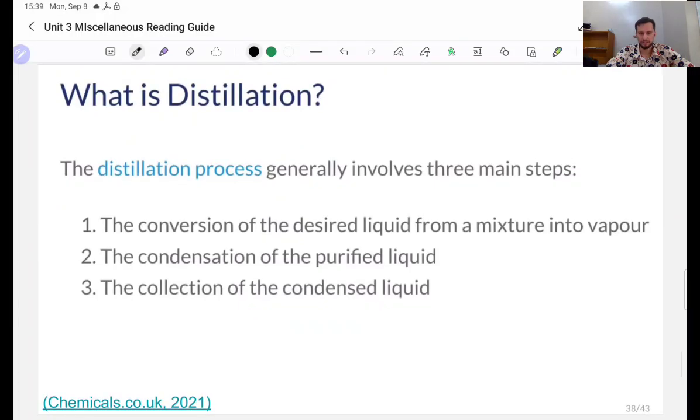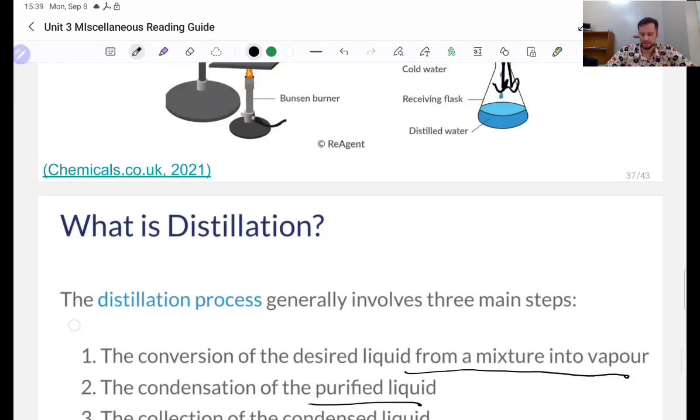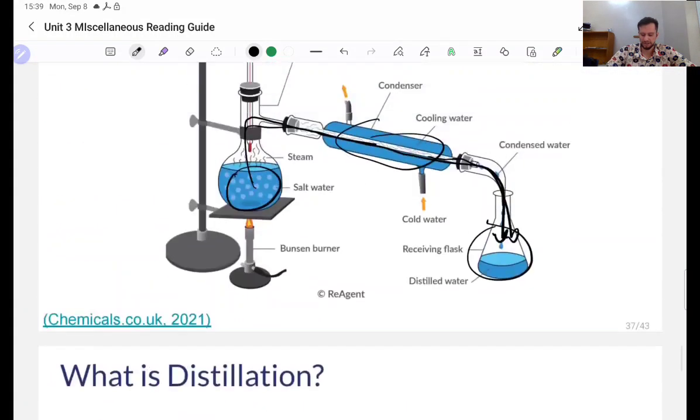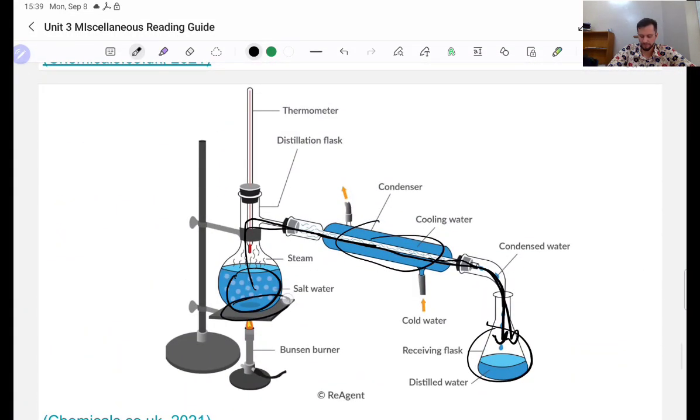So distillation generally involves three main steps: conversion of the desired liquid from a mixture into a vapor, the condensation of the purified liquid, so in this case pure water, and then the collection of the condensed liquid. You wouldn't heat all of the water in this case, because then it would break your glassware. So you would leave just a little bit with all the salt left in there and probably dump that.